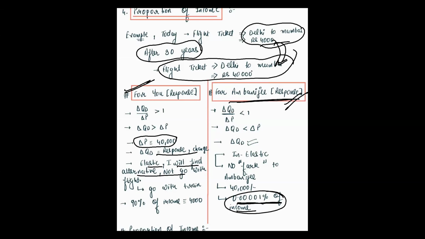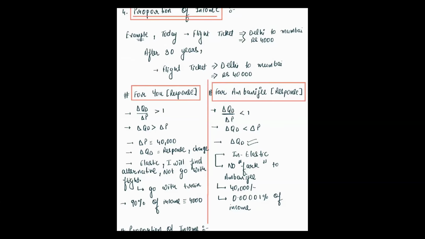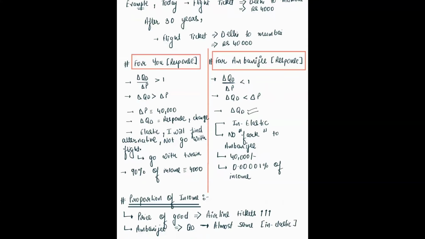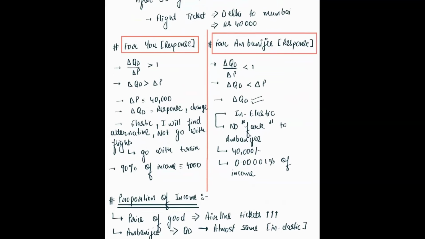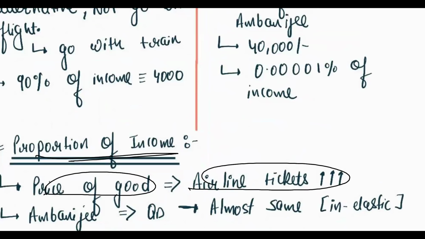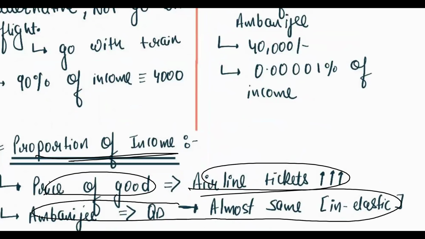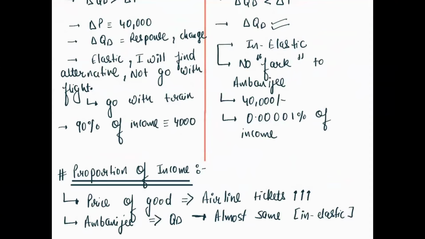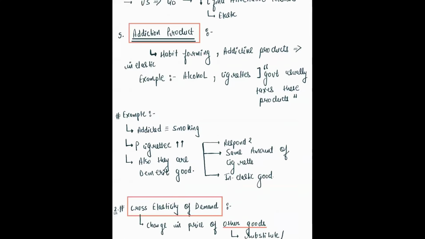But for us, common consumers, in response to the change in price from 4,000 to 40,000, our quantity demanded will change. We will not go by flight, we will look for some alternate options. So it depends upon the proportion of income one has. For Ambani ji it is inelastic, for us it is elastic. I hope it is clear now. So you can understand from here, I have written down that with the proportion of income, when the price of a good, airline tickets, increases, for Ambani ji it is almost the same, inelastic, but for us it is elastic.